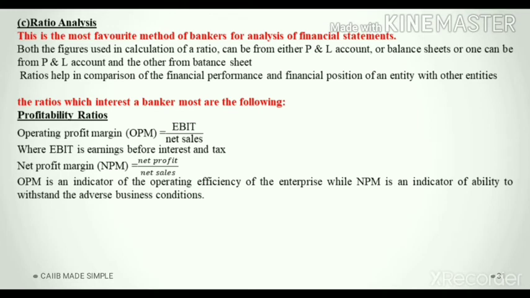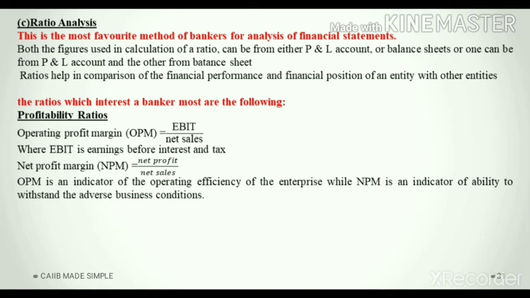Next is ratio analysis. This is the most favorite method of bankers for analysis of financial statements. Both the figures used in calculation of a ratio can be from either the profit and loss account or the balance sheet, or one can be from the P&L account and the other from the balance sheet. Ratios help in comparison of financial performance and financial position of an entity with other entities. Ratios which interest a banker most are the following.